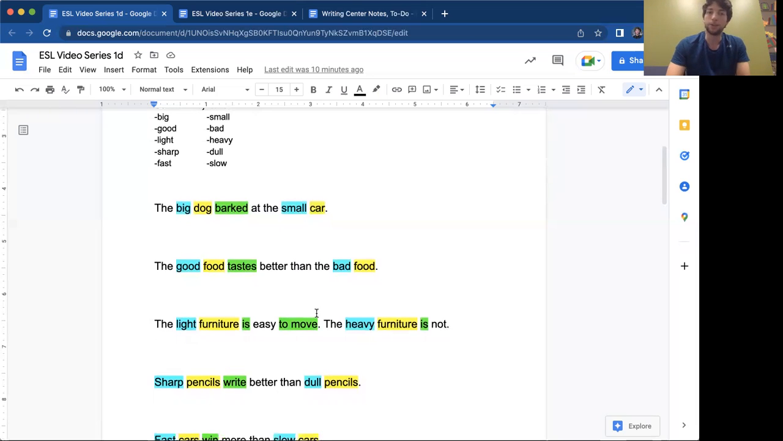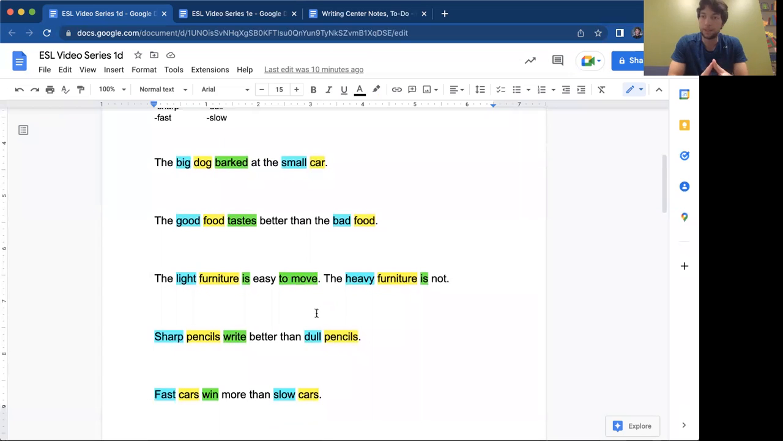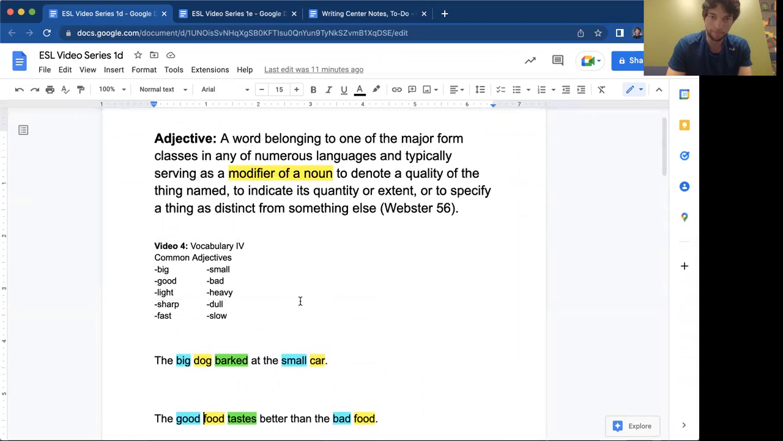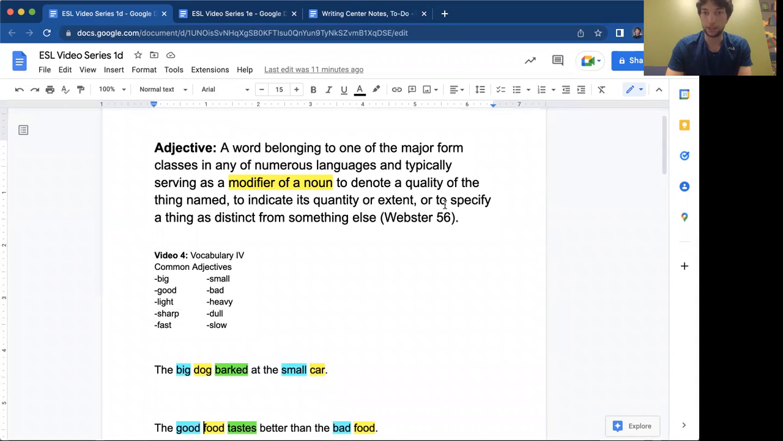And if we look at the other examples, the light furniture is easy to move, the heavy furniture is not. Sharp pencils write better than dull pencils. Fast cars win more than slow cars. These are also examples of adjectives that specify a thing as distinct from something else, right?